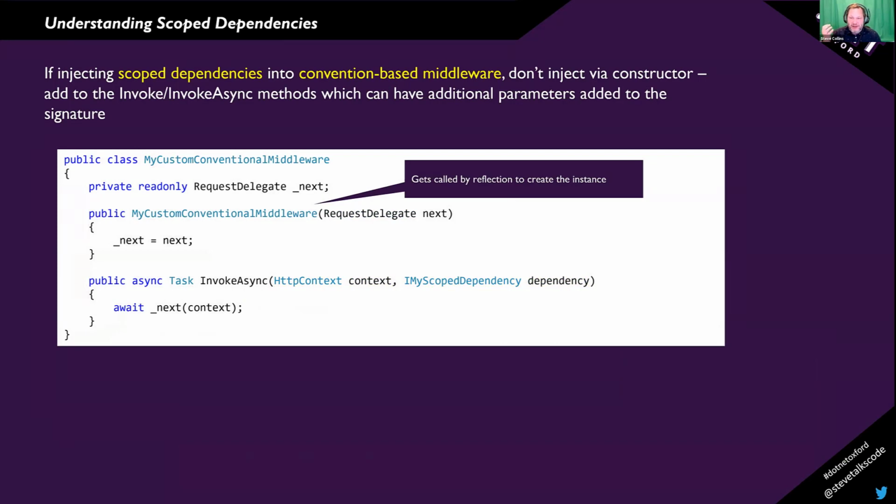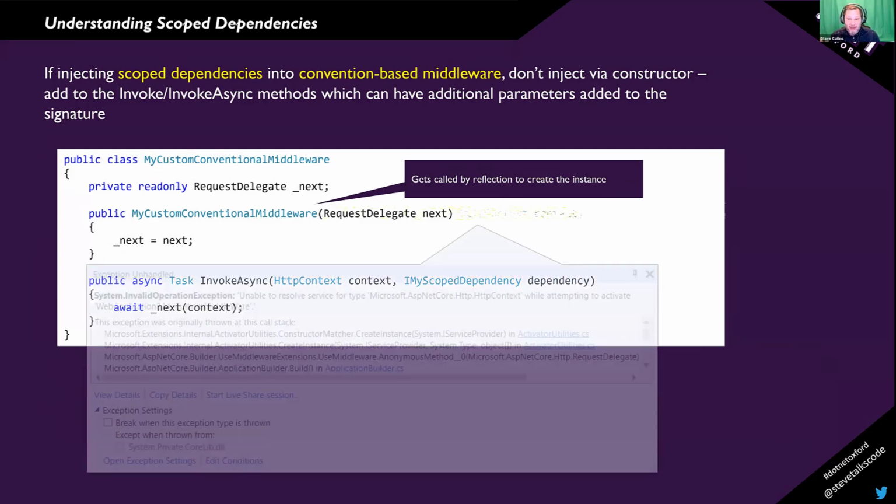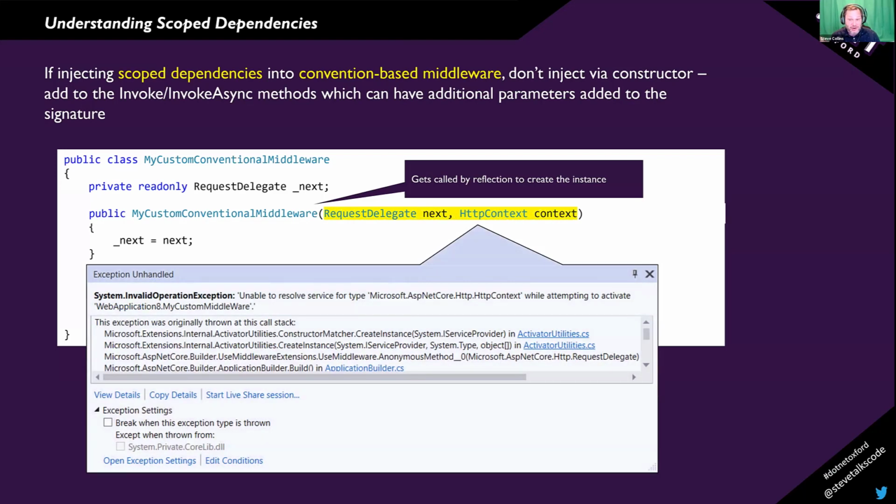What you also need to bear in mind is that the pipeline is created long before you get your first request. All it is is a chain of delegates saying A calls B calls C calls D calls E. So if you try to access the HTTP context in the constructor rather than in the invoke async, you'll get an invalid operation exception thrown, because at that point it doesn't know about the HTTP context. This is long before the first call has come in.